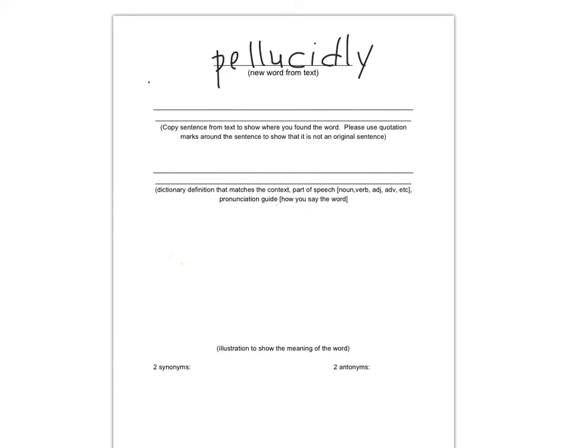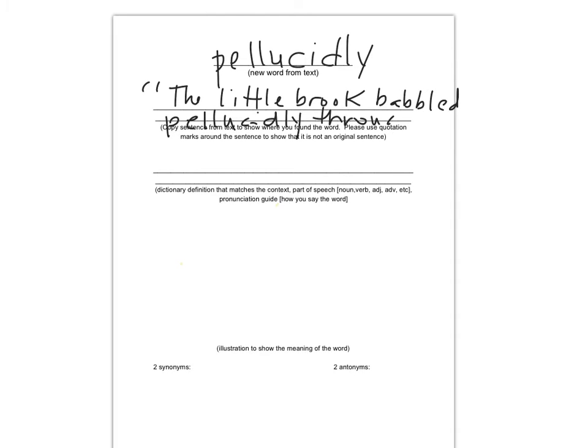And we're going to use quotation marks to show that it was from text and that I didn't write it myself. So, "The little brook babbled pellucidly," and pardon my handwriting, "through the lower garden." Period, end quotations.